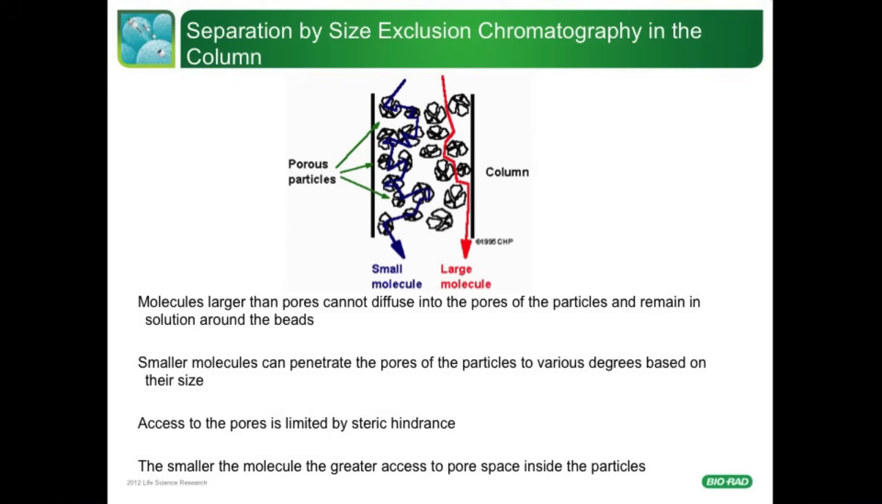Smaller molecules can penetrate the pores of the particles to various degrees based on their size. That's represented by the blue arrow on the left-hand side. Access to the pores is limited by steric hindrance, or physical obstruction. The smaller the molecule, the greater the access to the pore space inside the particles.